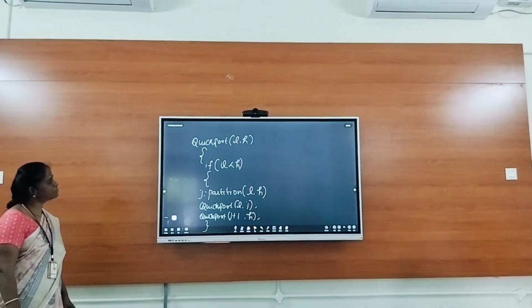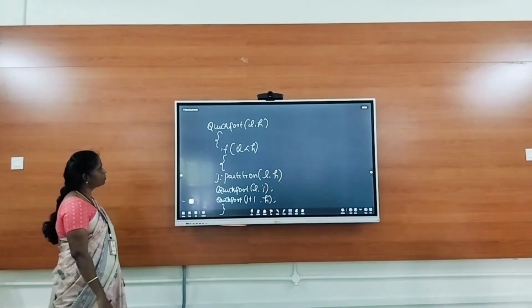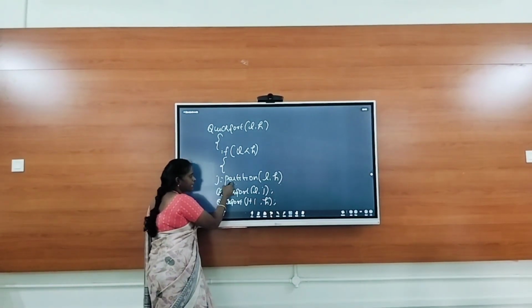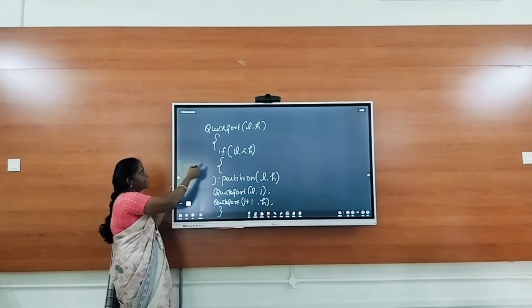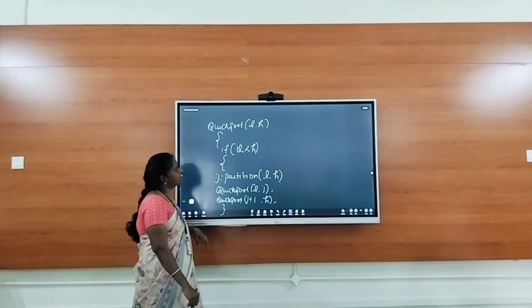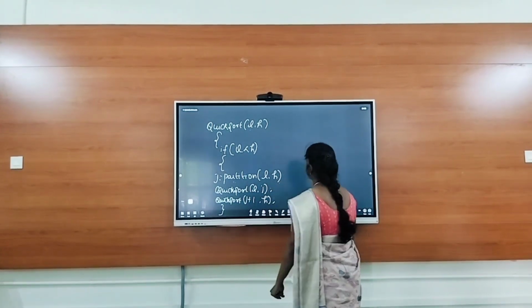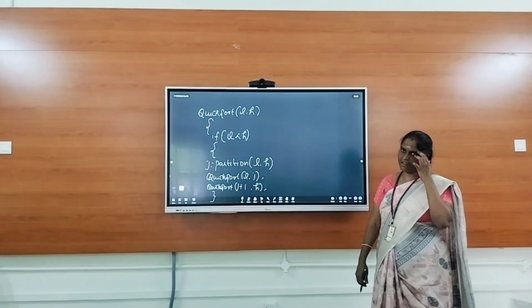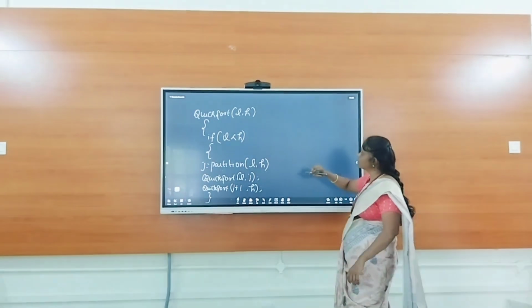So this is the algorithm for the quick sort. Before we write the code for the partition again, we can write the algorithm for the quick sort. Now we can see the best case, average case and worst case efficiency of the quick sort.